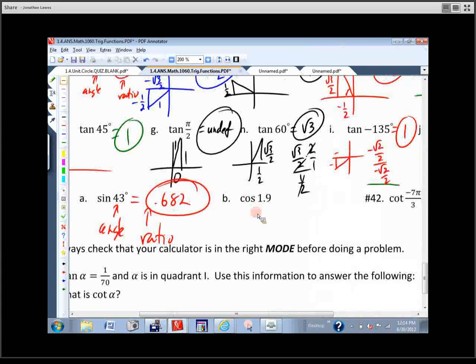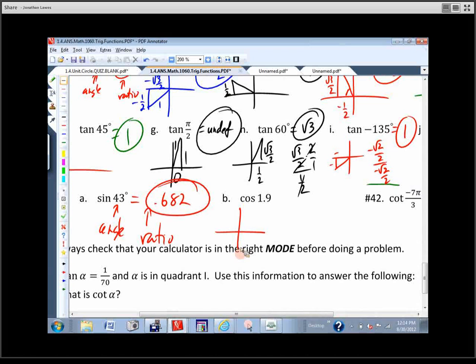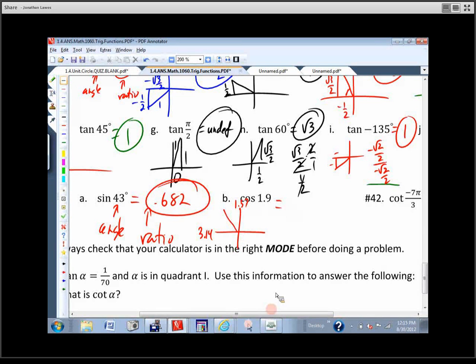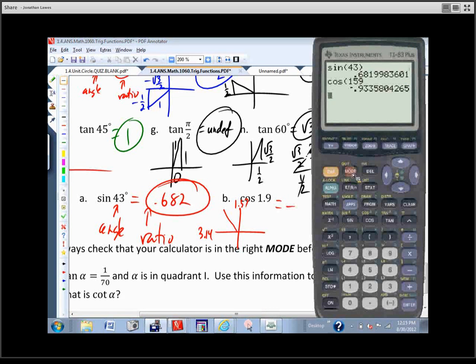What do you notice about this next problem right here? Cosine 1.9. It's not in degrees, it's in radians, so we'd have to change the mode of the calculator. This is 1.57, and this is 3.14. So 1.9 is about 2, maybe around there. If we're looking for a cosine, are we looking for an answer that's positive or negative? We're looking for a negative, so let's have the calculator spit out the answer for us. I'm going to change the mode. I'm going to go with radians.